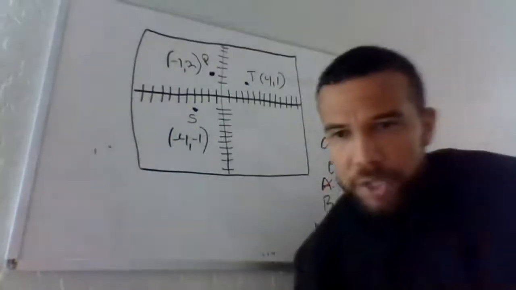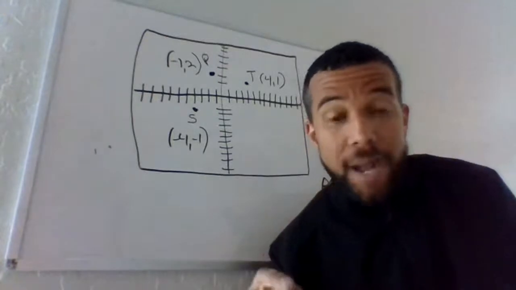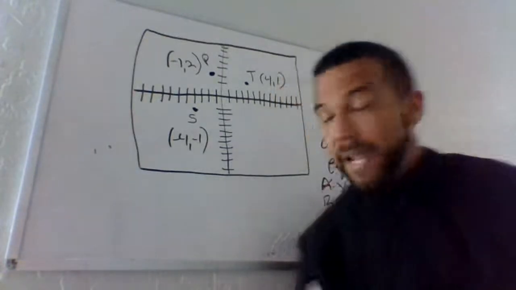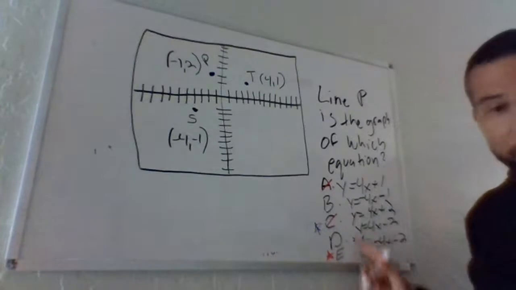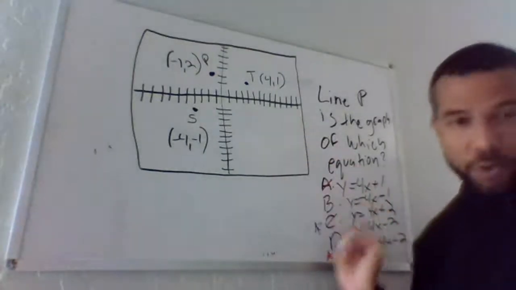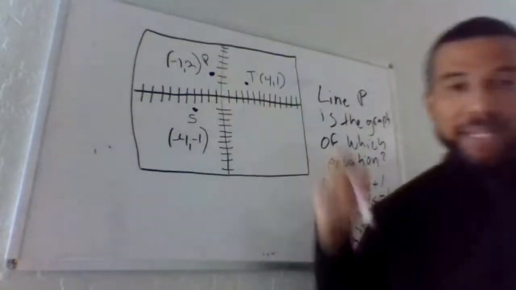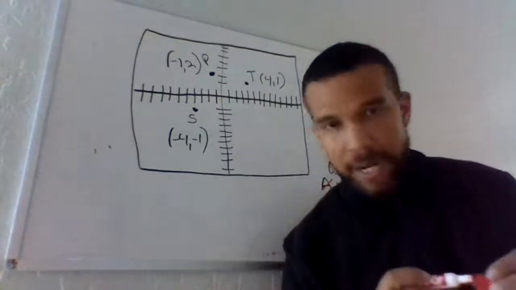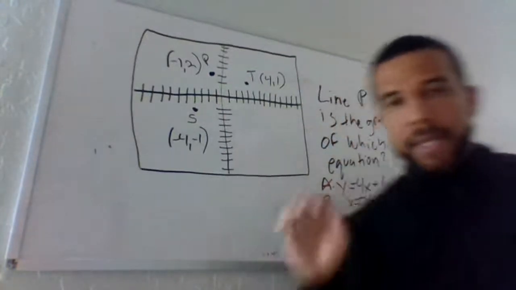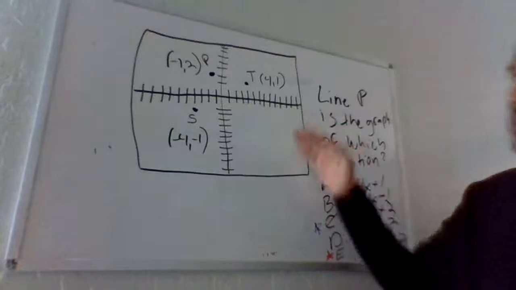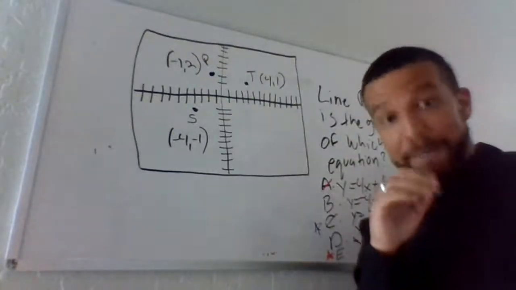And somebody had asked a question about, are we solving for X or Y? Here, we're not solving for X or Y. We are going to graph all of these and see which line hits point P. So we're not solving for X or Y. All we're doing is seeing which one of these equations is going to hit point P.